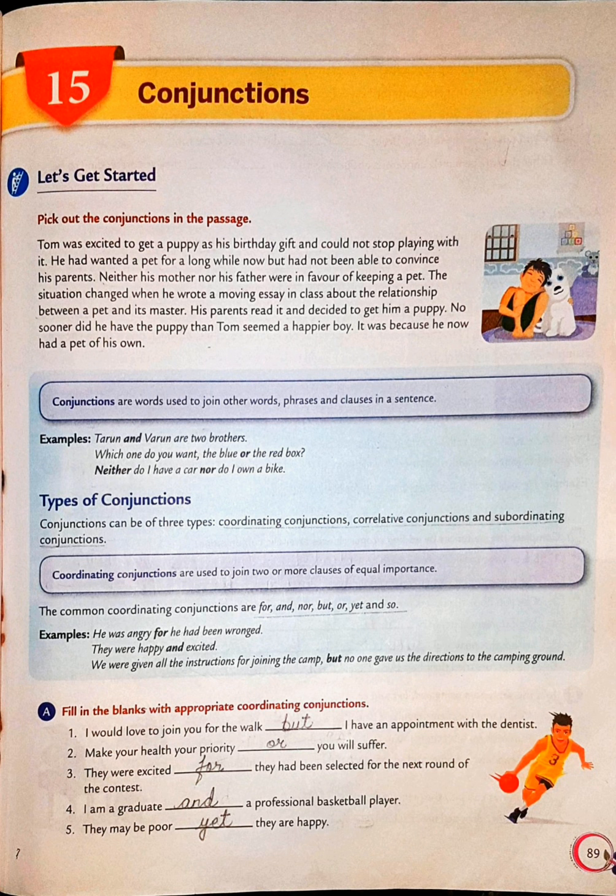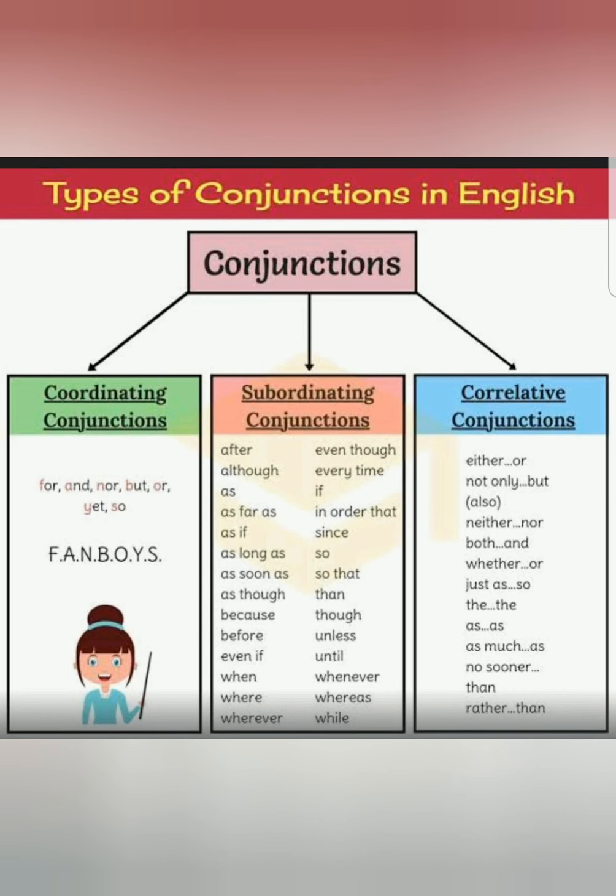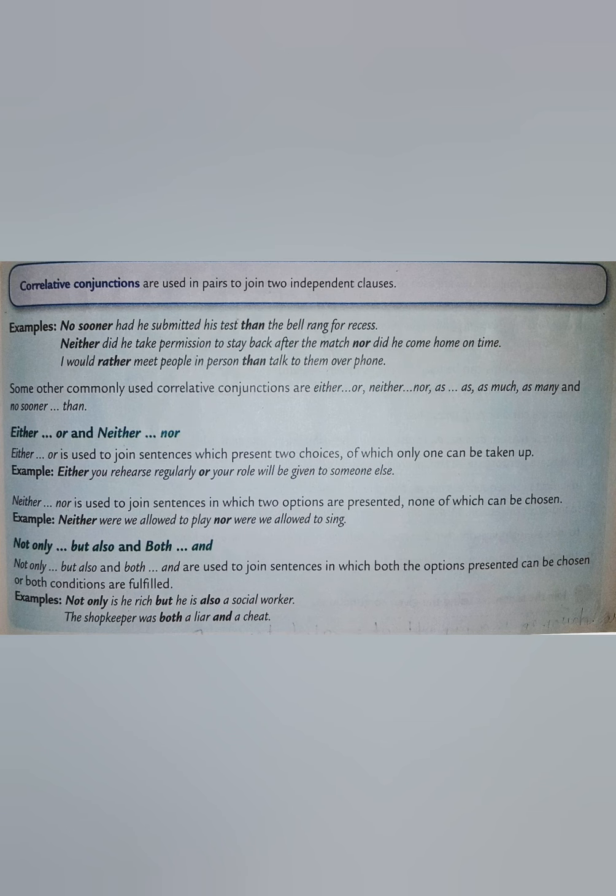Some of the common coordinating conjunctions are for, and, nor, but, or, yet and so. Can you see that by joining the initials of these words we have an acronym, that is FANBOYS. So if you want to remember the examples of coordinating conjunctions, remember that for, and, nor, but, or, yet and so make FANBOYS. So basically, a coordinating conjunction is used to join two or more clauses together.